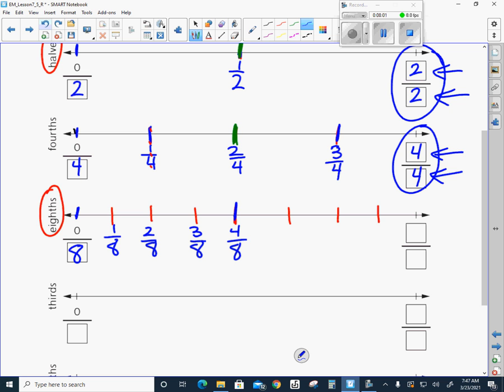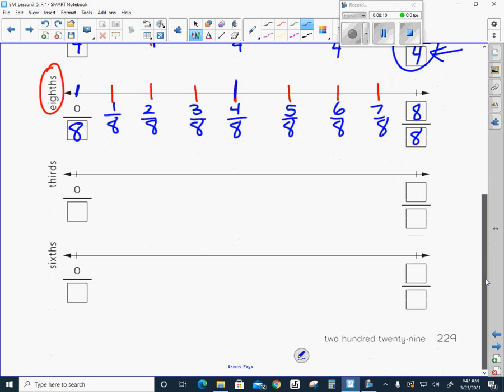Your 4/8 should be right below your 2/4, which is right below your 1/2. All of those fractions are equivalent. Continue on, you have your 5/8, your 6/8, your 7/8, and finally your 8/8, or your 1 whole. All right, now the next one we're going to divide into thirds.